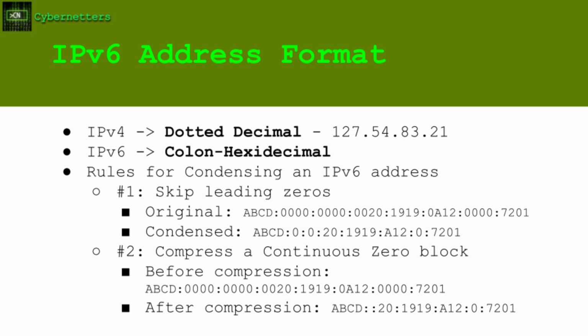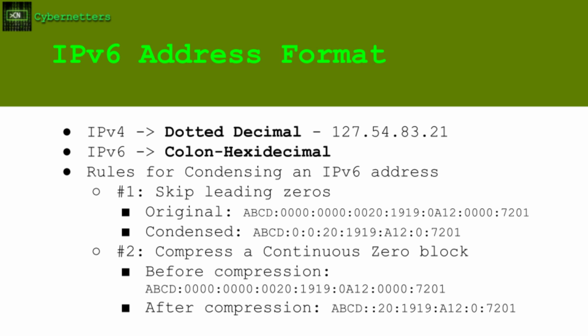So here are some rules for condensing IPv6 addresses. Since IPv6 addresses, as you know, can be long and repetitive, we use these 2 key rules to shorten them. The first rule is to skip leading zeros. Each tuple, which is a group of 4 hex digits, can have leading zeros omitted. As you can see in the example on the screen, zeros before a number in a section can be removed. So 0020 becomes 20.